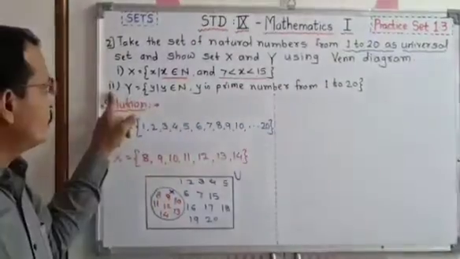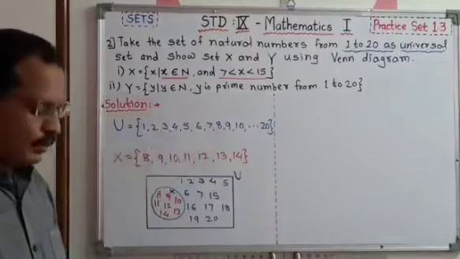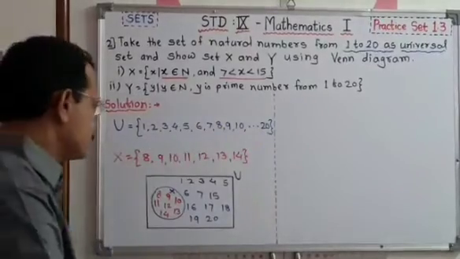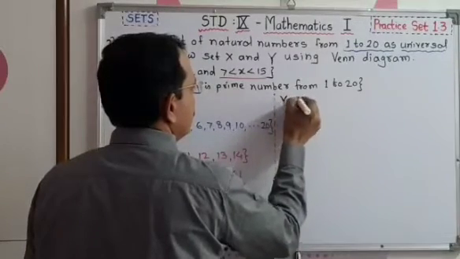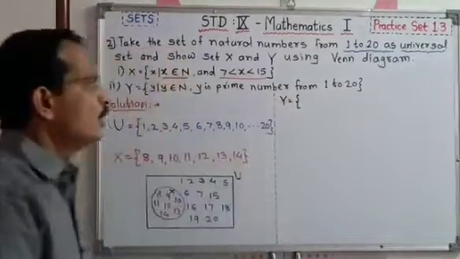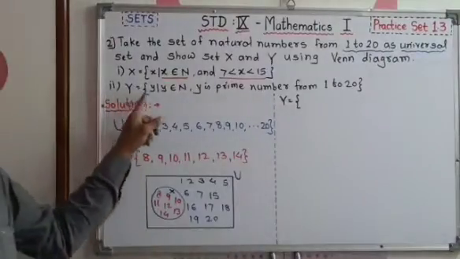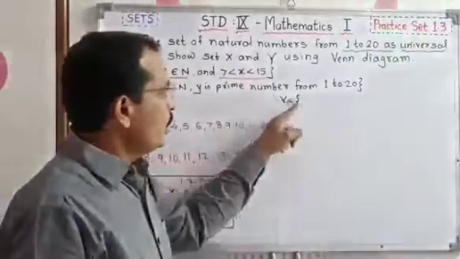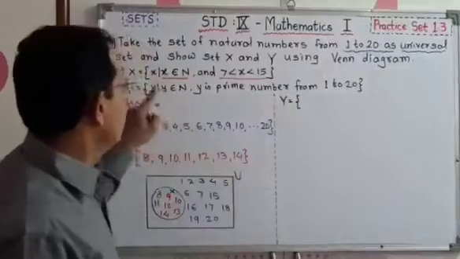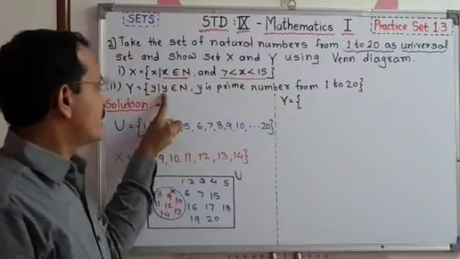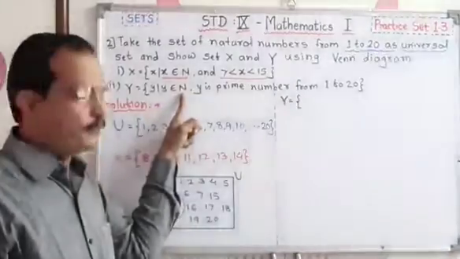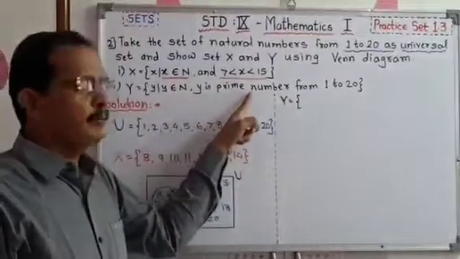Now we have to draw the Venn diagram for set Y. Now set Y is there, which is given in rule method. We have to write it in list method. See, Y is a set of y such that y belongs to natural numbers and y is a prime number.